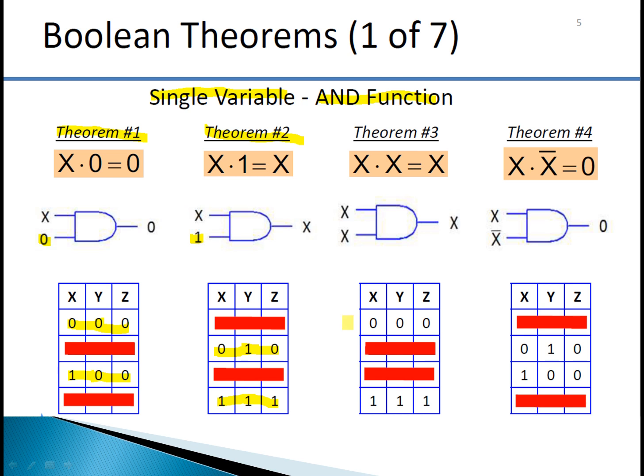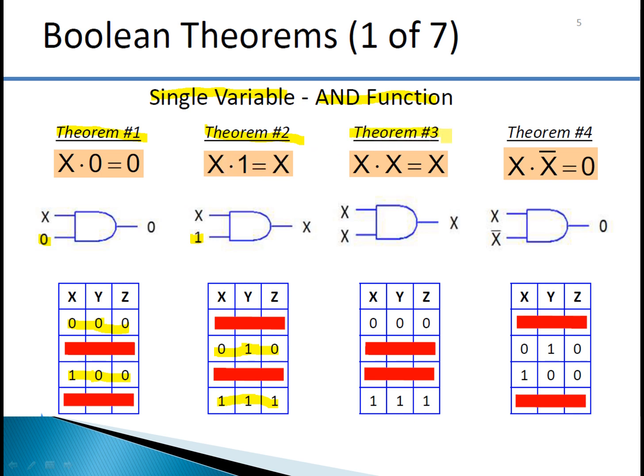So now consider this output column z. If x is 0, the output z is 0. If x is 1, the output z is 1. That means the output is always the x value. Hence x dot 1 equal to x.